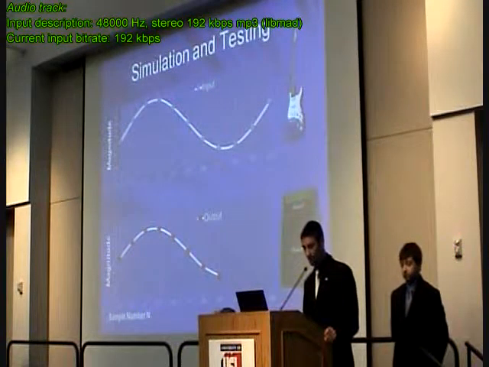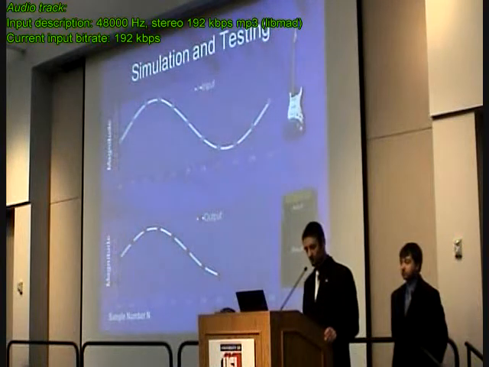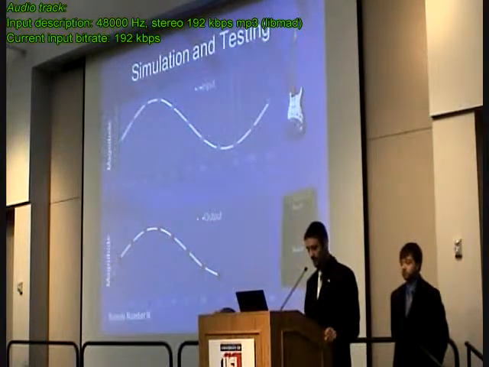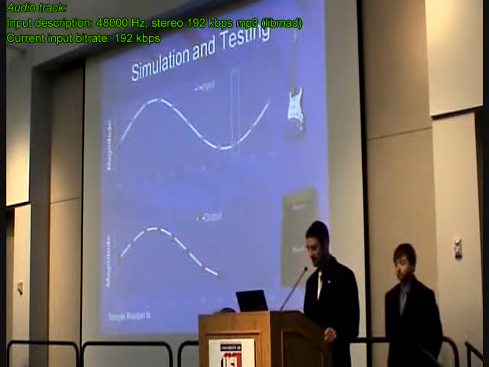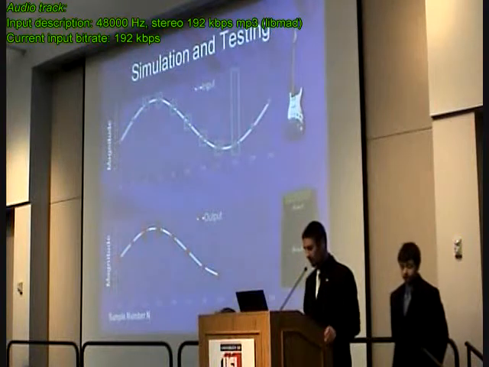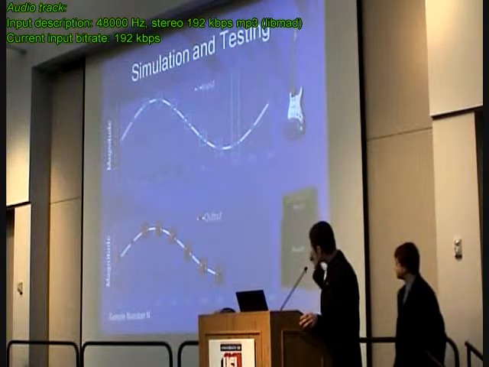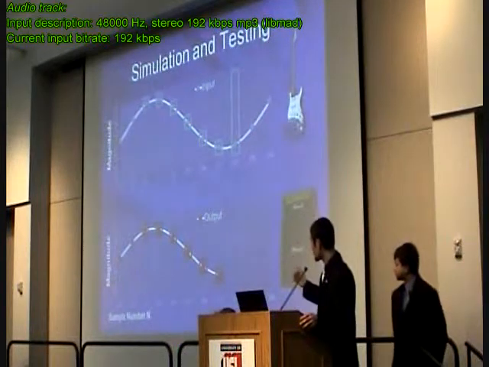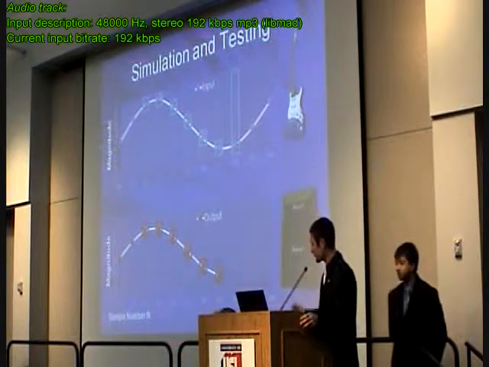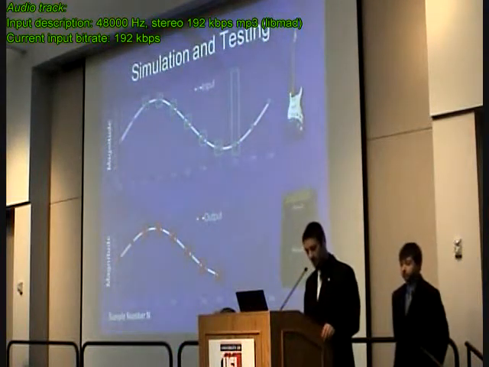Recall that the order of filter we designed was 6. This number means that in addition to the newest input sample, the filter's equation uses 6 samples of the previous input and output values to calculate the next output value. On the figure here, the 6 stored values of the input are shown using blue markers, and the 6 stored values of the output are shown using red markers.